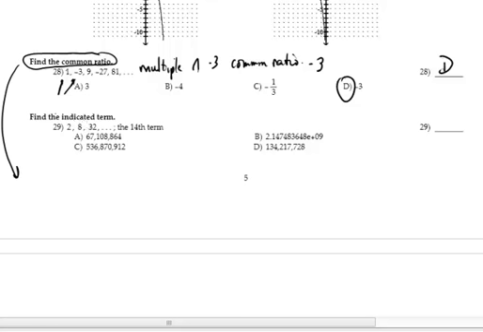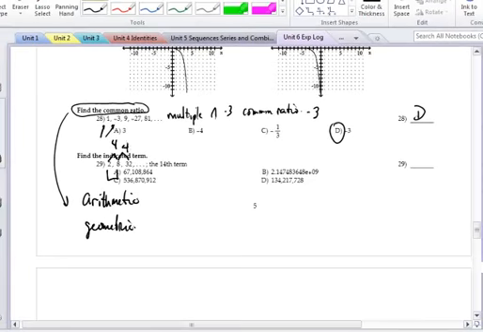The next one, it says find the indicated term, the 14th term. So when you look at this, you've got to figure out, is it arithmetic or geometric? And this sequence looks geometric because each time it's going up by a factor of 4. It's as if I'm multiplying by 4 to get to the next term. So in that case, you have to use the equation a_n equals a_1 r^(n-1).